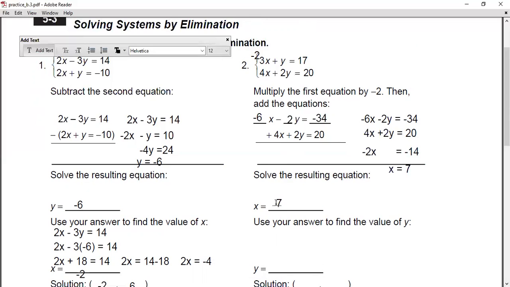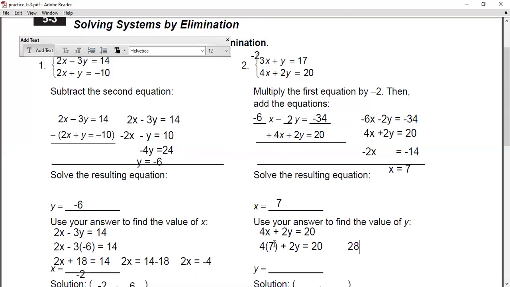So x is 7. You can choose any one equation, whichever from the original one, not the one which you changed. You can choose any one. I will choose equation number 2. So that's 4x plus 2y equals 20. Okay, so the value of x is 7. So 4 sevens are 28 plus 2y equals 20. You can do this mentally as well.